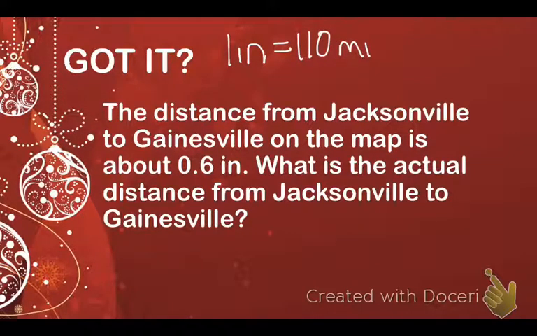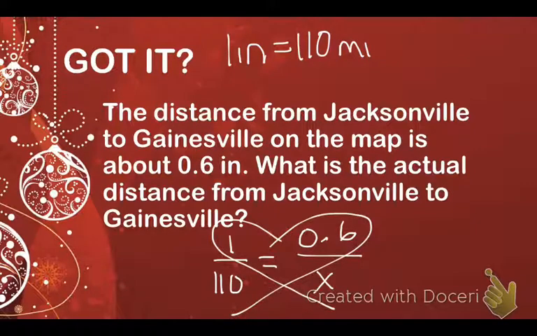All right, welcome back. So I did also take a moment there to remind us of the scale from before, 1 inch over 110 miles. And now it tells me I'm measuring Jacksonville to Gainesville and that the distance is 0.6 inches. So that is what I will use this time. 1 times x is 1x, or x, and 110 times 0.6 shows me that between these two cities I have 66 miles. Jacksonville and Gainesville are about 66 miles apart.